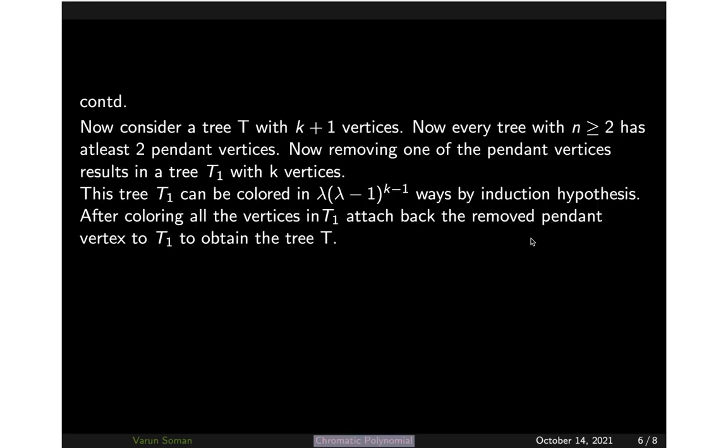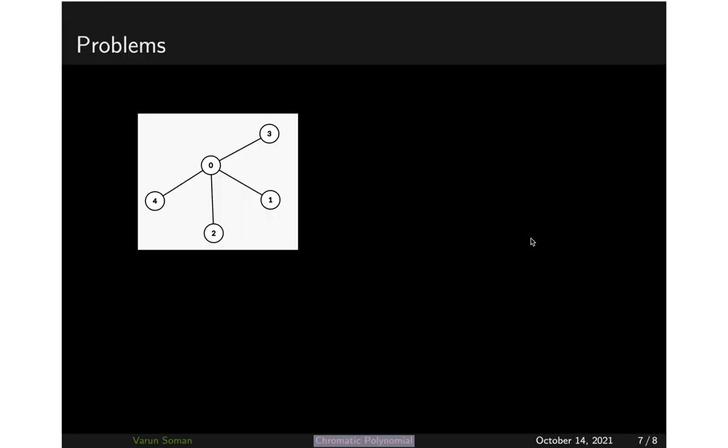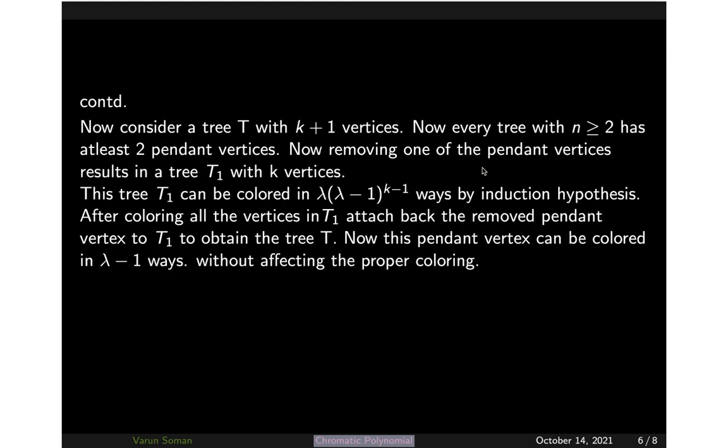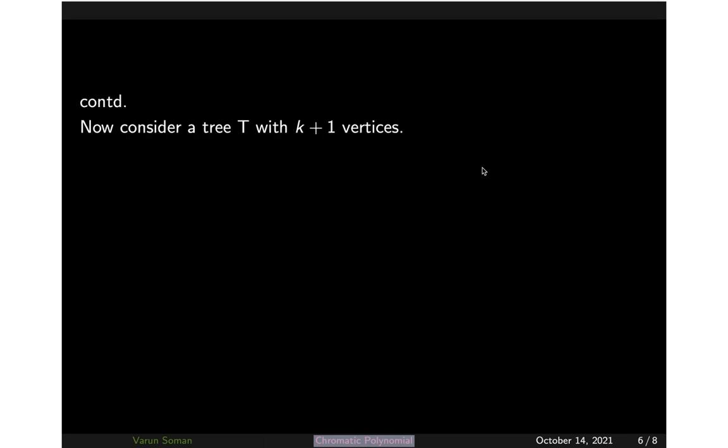Okay, now we will do some problems for finding the chromatic polynomial. Can you find the chromatic polynomial of this tree here? You know that it's a tree, so already you know that for a tree the chromatic polynomial is lambda into lambda minus 1 raised to n minus 1.